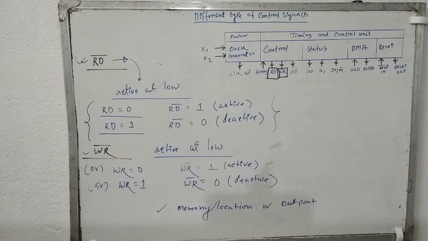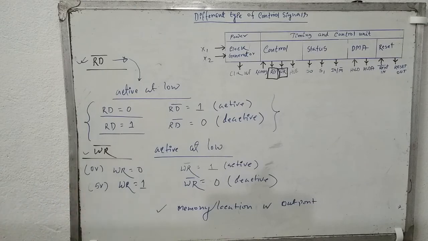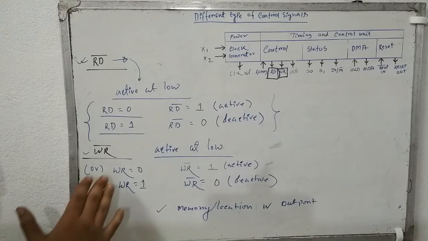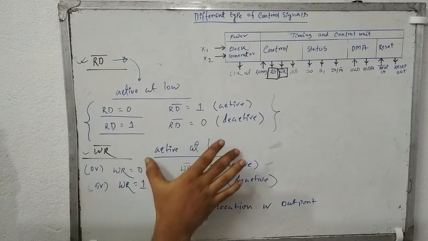So the microprocessor wants to write something, or the microprocessor wants to read something. Before these two operations, the microprocessor first needs to activate these two signals, the read signal or the write signal. These two signals quite resemble each other, as both are active at low.